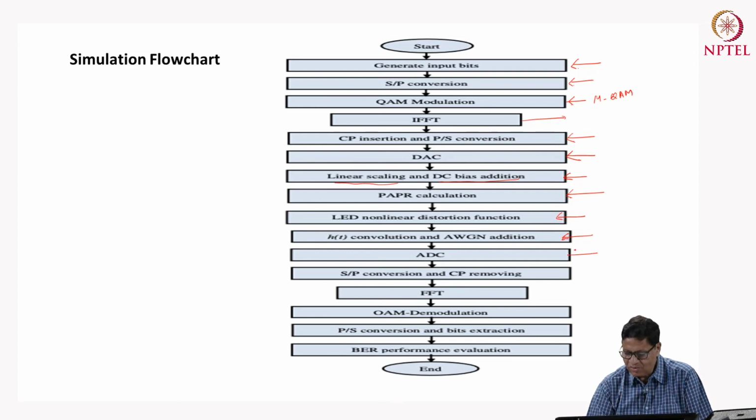And after that, you have to convert back to digital. And then you remove the CP and do the serial to parallel conversion. And then you do the reverse operation, that is FFT, and then you're required to do QAM demodulation, and then after QAM demodulation, it is parallel to serial conversion and bits extraction, and then one can do the BER analysis. So these are the different steps which are involved in simulating a DCO-OFDM network. I mean, it is true for any OFDM network.